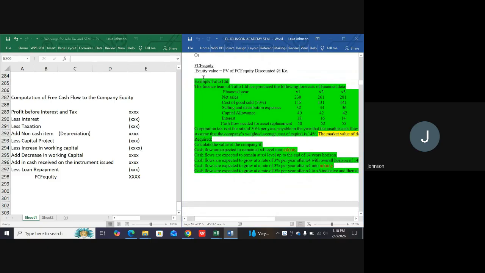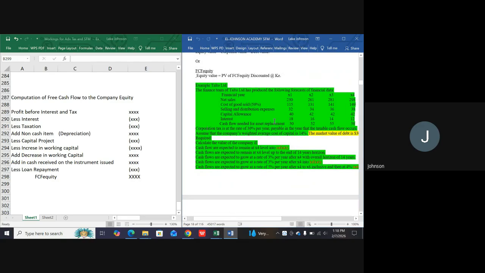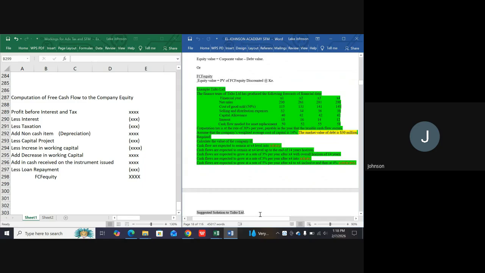Now, the question they gave us: Tato Limited, the finance team of Tato Limited has produced the following forecasts of financial data. The first one, we have a financial year, which is year one. I think it's up to 4 years. Let's see. Yeah, 4 years.